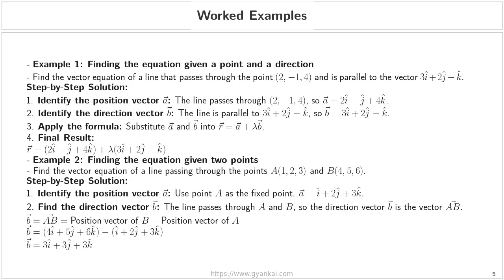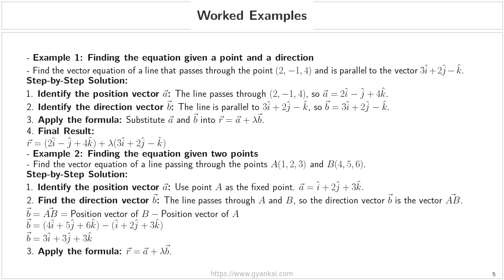Step 2. Find the direction vector, b vector. Since the line passes through both A and B, the direction of the line is the vector from A to B, which we denote as AB vector. To find this, we subtract the position vector of A from the position vector of B, that is, 4i plus 5j plus 6k, minus the quantity i plus 2j plus 3k. After performing the subtraction, we find that our direction vector, b vector, is 3i plus 3j plus 3k.